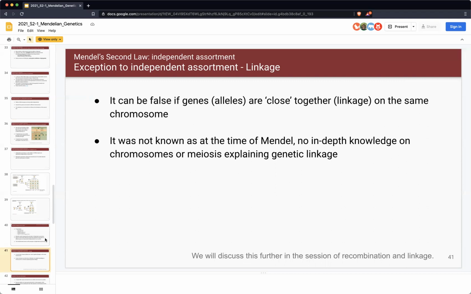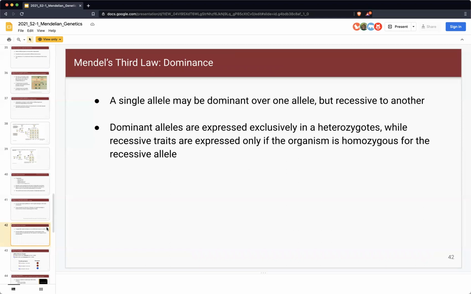Okay, and the third law is dominance, right? Dominance is well known in Mendelian genetics because of the analogy, but more technically we need to describe it this way. A single allele or a single Mendelian factor may be dominant over one allele, but recessive to another, right? Once that allele is dominant over another allele, then it is going to dominantly determine the phenotype, right? So that is the raw idea proposed by Mendel.